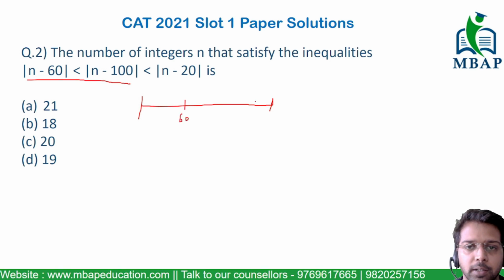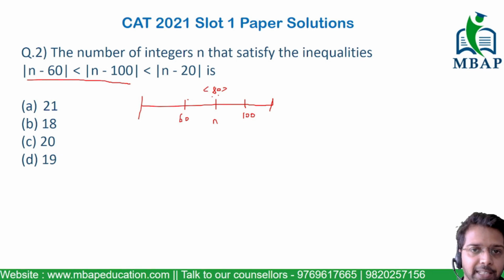Let's put 60 here and let's put 100 here. And this n could be anywhere. Let's say if n is on 80, certainly it's going to be equidistant from 60 to 80 and equidistant from 80 to 100. Now all you need to see is, would the value of n be more than 80 or less than 80?